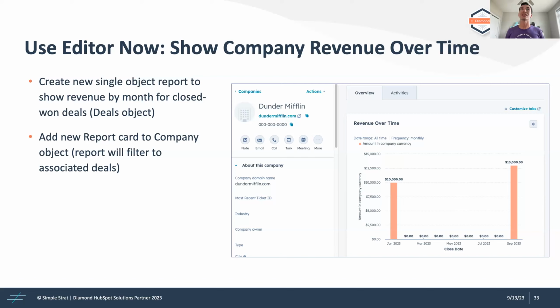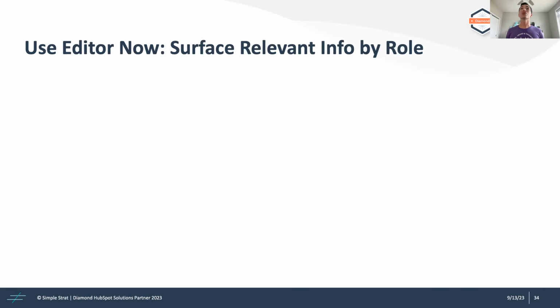You can also do this for things like sales activities, service ticket history, all kinds of things. Anything that you can report on in the single object reporting tool, you can now add right inside of your record. We can also surface relevant information by role. So maybe your sales team needs to see different things inside of a record than your service team.